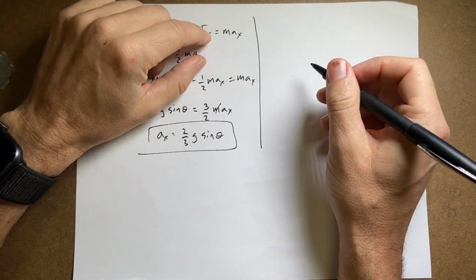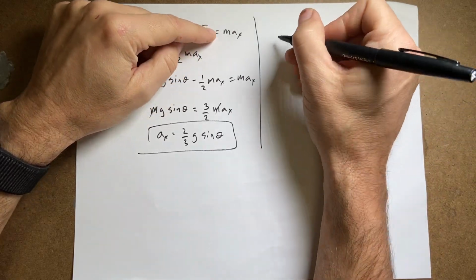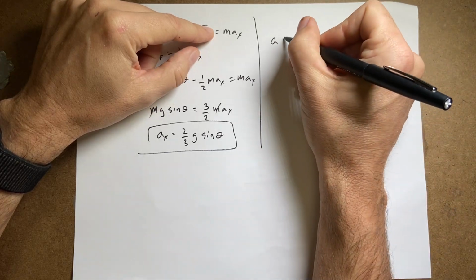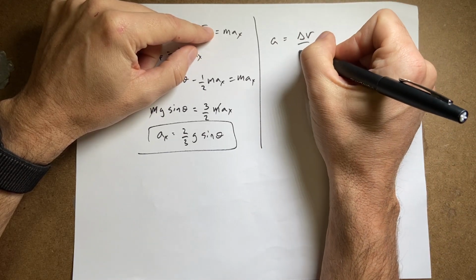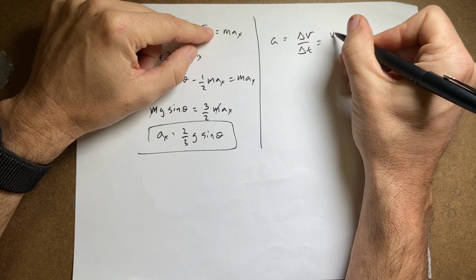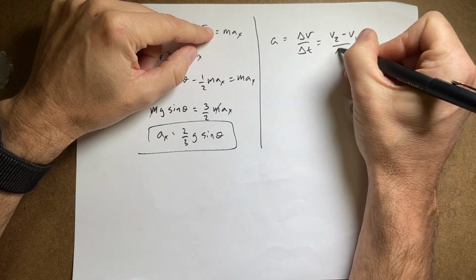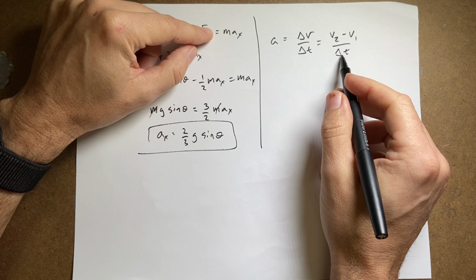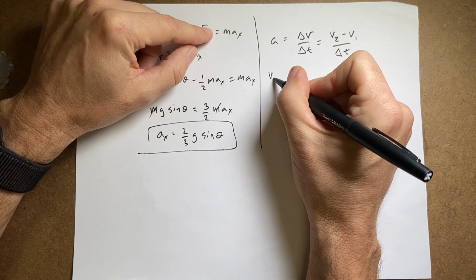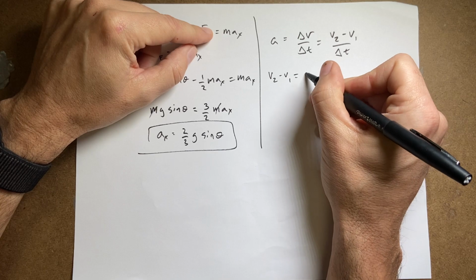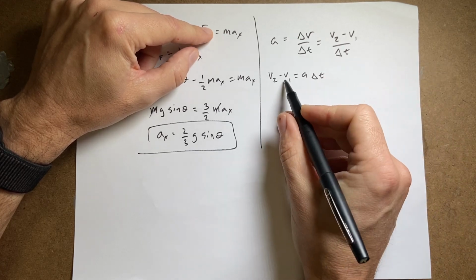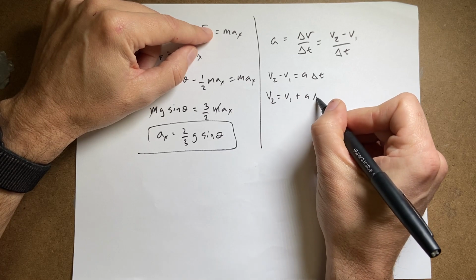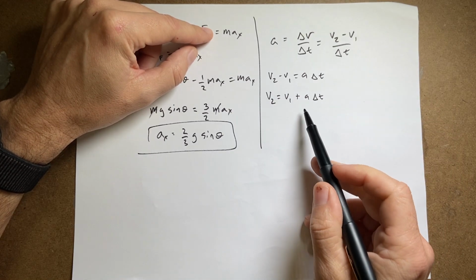We're almost done. Okay, so I'm going to say the acceleration in the x direction, I'm going to drop off the x, is delta v over delta t. That's going to be v2 minus v1 over delta t. If I solve that for v2, I can multiply both sides by delta t, and I get v2 minus v1 equals a delta t. And then I can add v1. I get v2 equals v1 plus a delta t. But I don't know the time.